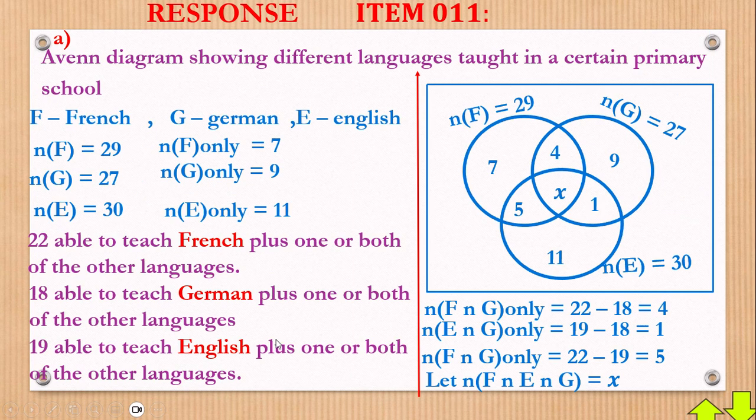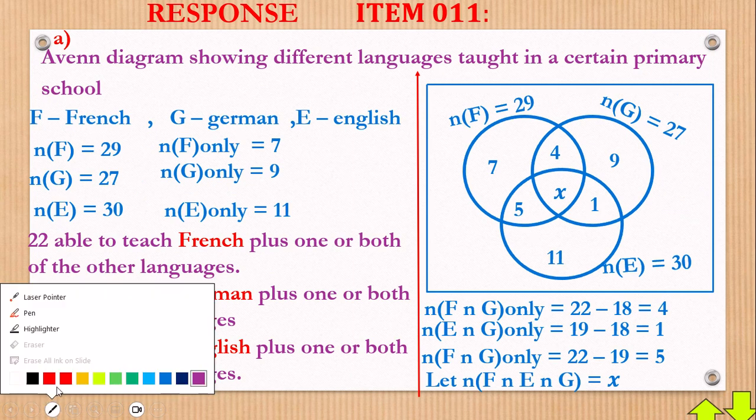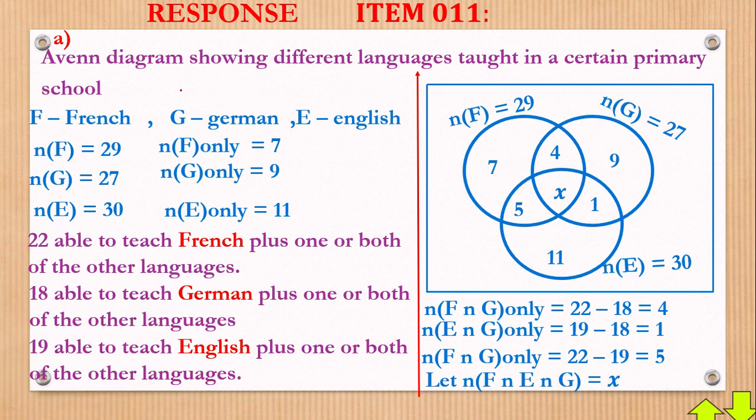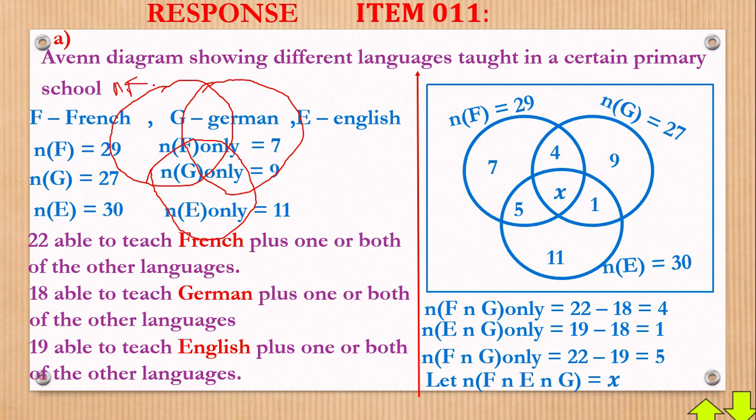maybe trying to redraw it so we can see the replacements here. Remember our X was 13, so it means that our Venn diagram will appear like this, like that, like that. So what does it mean? This is our number in F. I'll not put the other values. This is our number in G. I'll put the other values. This is our number in E. I'll not put other values. So midway here I have 13.